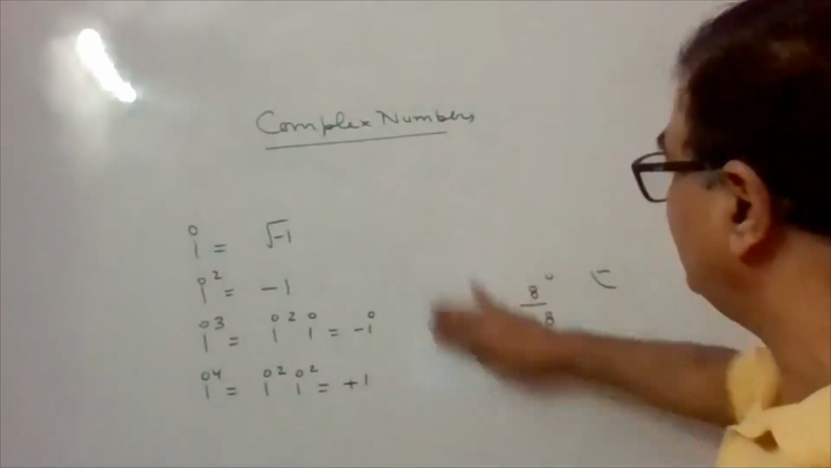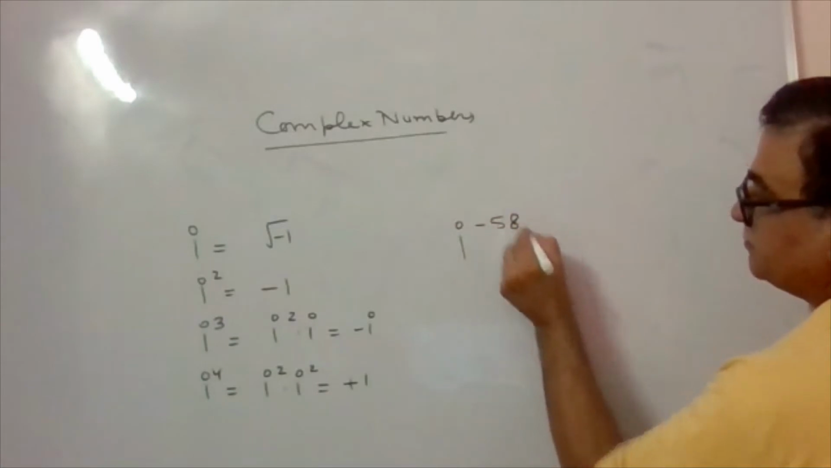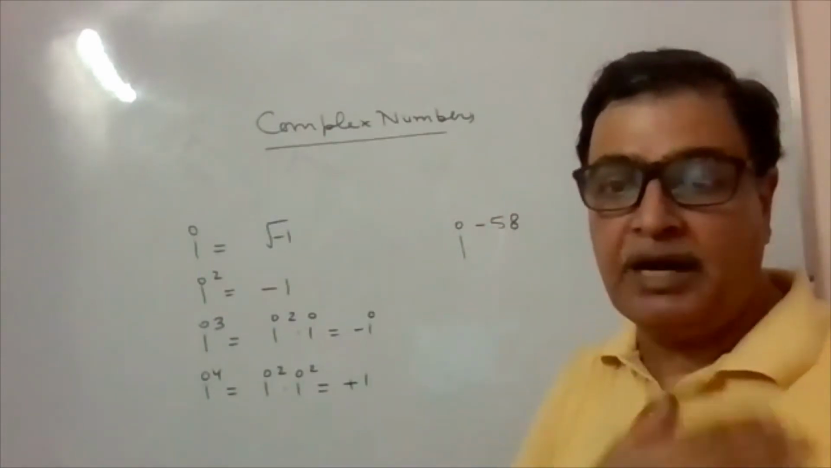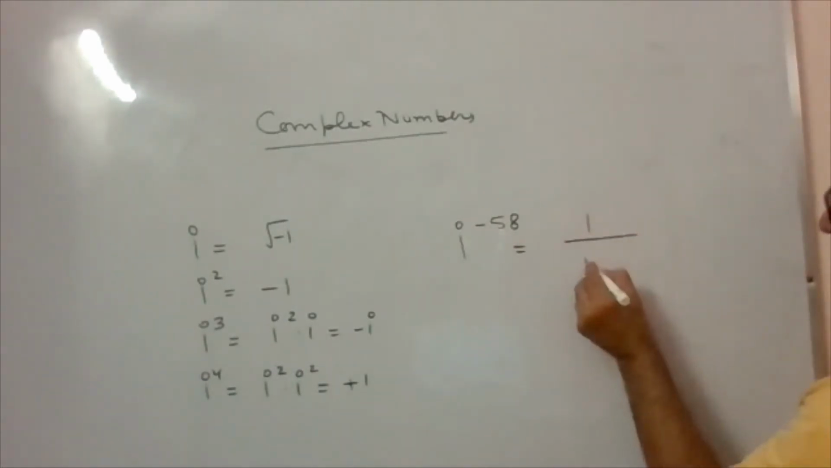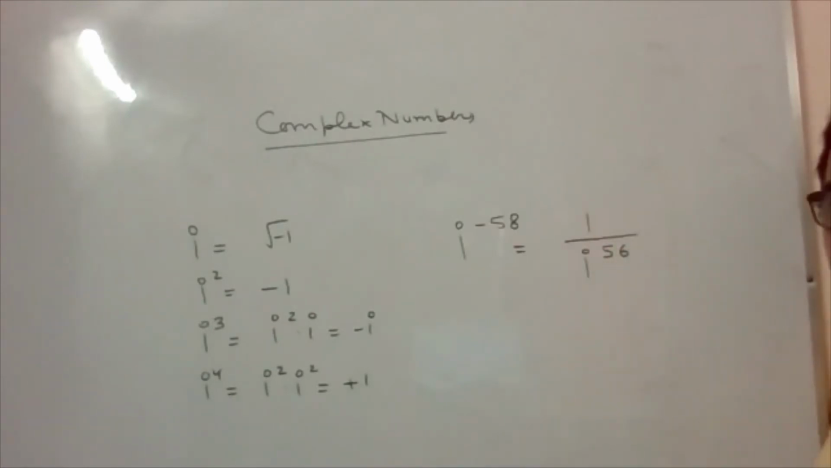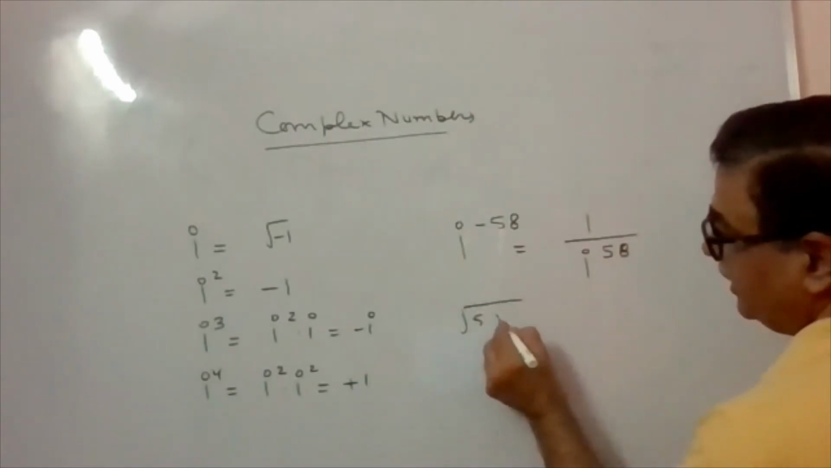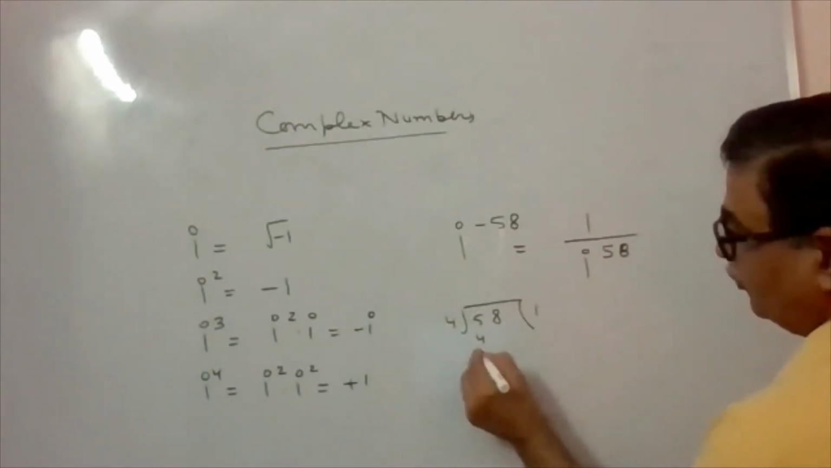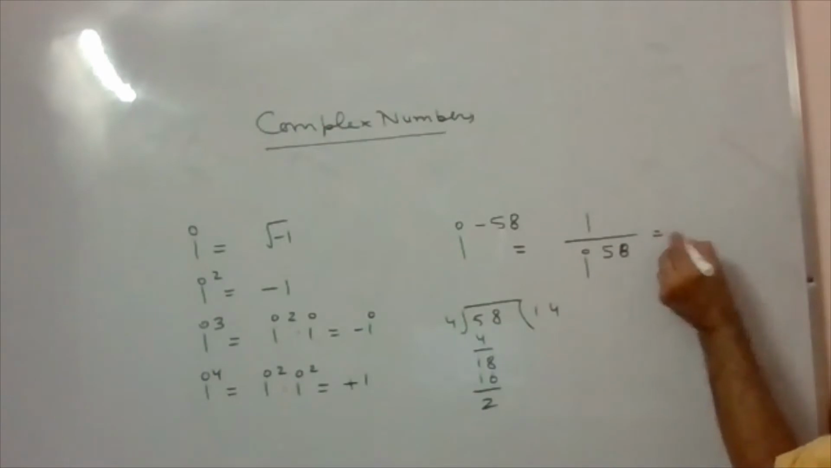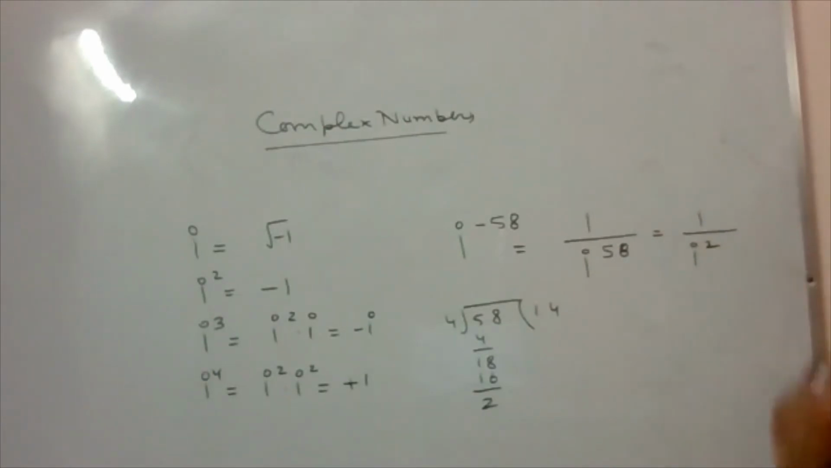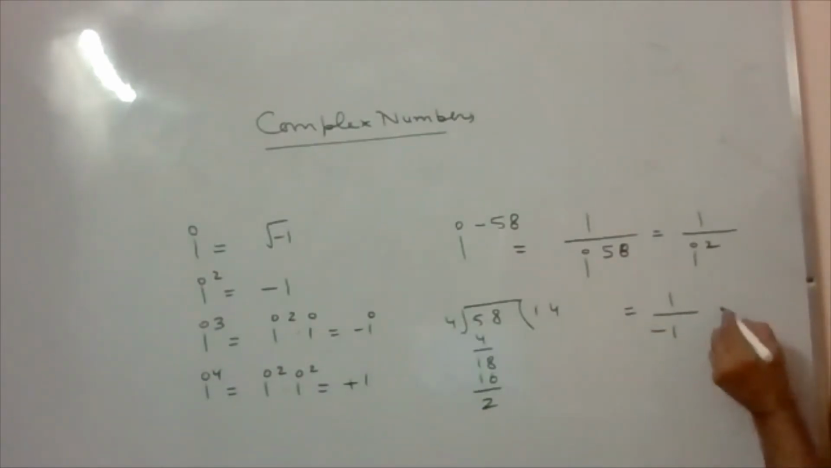Same way, they say iota power minus 58, you calculate. Iota power minus 58 we should calculate. Then what I should do here is take this down first in the denominator, and then 58 is here. So 58 now divided by 4. 4 ones are 4, left is 1, 18, 4 fours are 16, remainder is 2. So it will be 1 by iota square. And iota square is what? Minus 1. So 1 by minus 1, minus 1 is the answer.